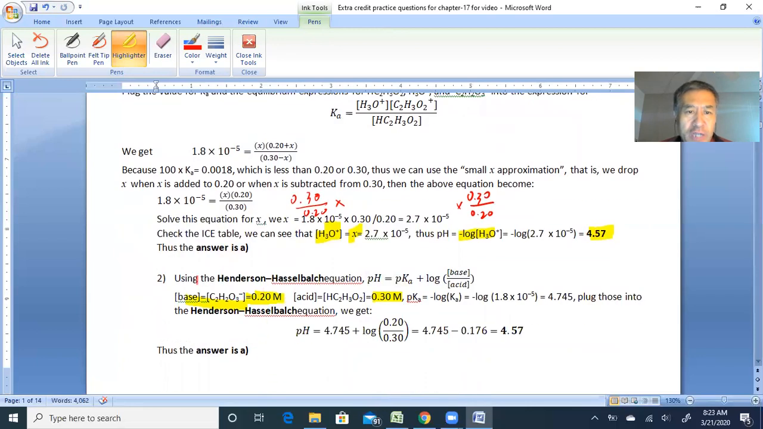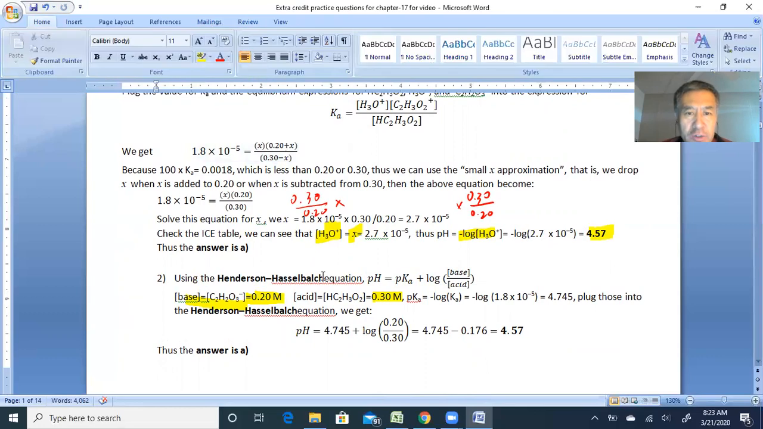Or we can use the other way, using the Henderson-Hasselbalch equation. So using that equation, we simply plug those numbers in and find out pKa. So we know pKa equals negative log Ka. Using those numbers and a calculator, we find 4.745 for pKa. Then we plug in the concentration of the base. So the base is C2H3O2.